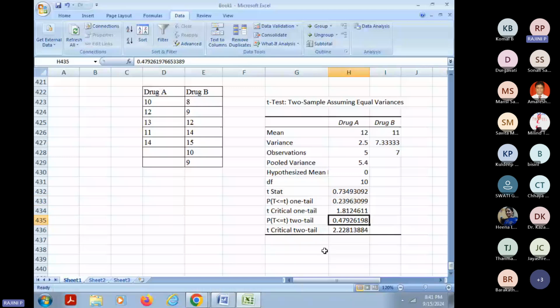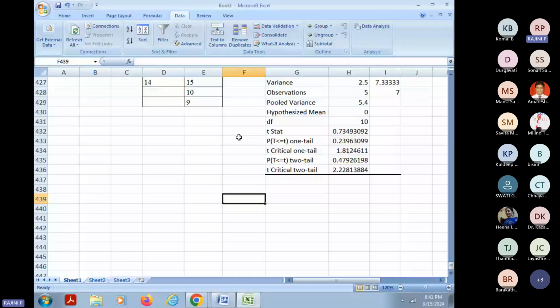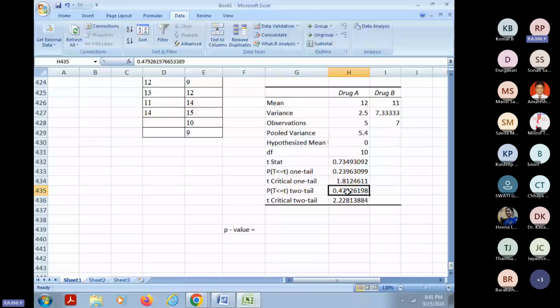So among all this, how can we give the conclusion? That is the most important one. Here our data is two-tailed, so take the p-value. You have two p-values: one-tail p-value and two-tail p-value. Here our alternative hypothesis is not equal, so it is two-tailed. So the p-value is how much? 0.479.